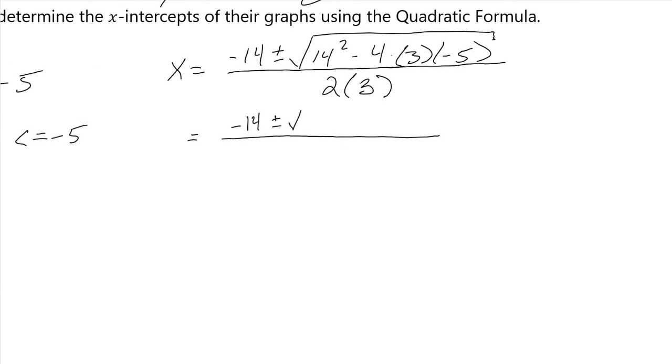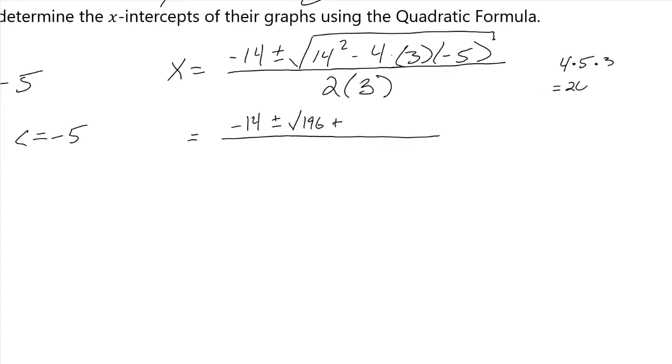Not everyone has that memorized. That's okay. You can either do that by hand or you can plug it into a calculator to double check yourself. Now we want minus 4 times 3 times negative 5. The two negatives are going to cancel to be a plus. And it's a little easier to do this multiplication if I do 4 times 5 first, which is 20, and then times 3.